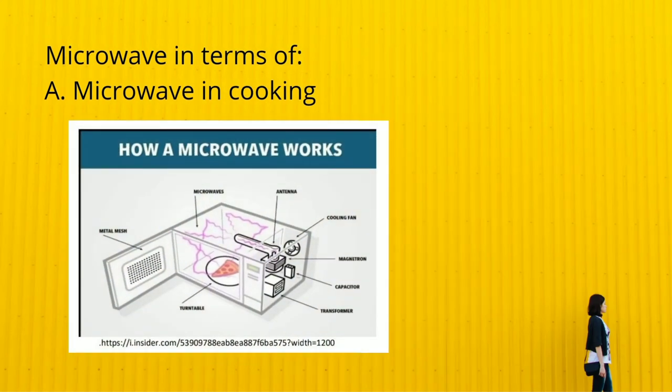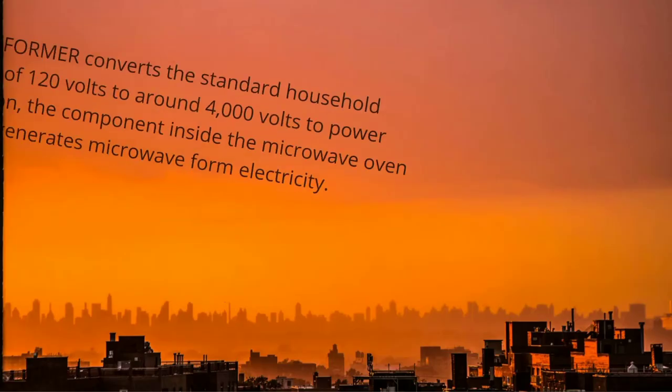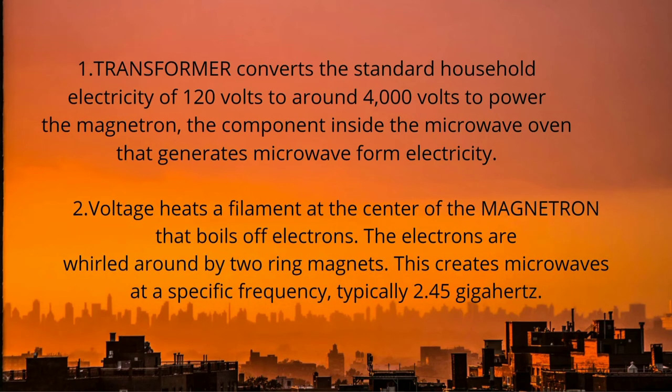Microwave in terms of A, microwave in cooking. Number 1. The transformer converts the standard household electricity of 120 volts to around 4,000 volts to power the magnetron, the component inside the microwave that generates microwaves from electricity. Number 2. Voltage heats a filament at the center of the magnetron that boils off electrons. The electrons are whirled around by two ring magnets. This creates microwaves at a specific frequency, typically 2.45 GHz.